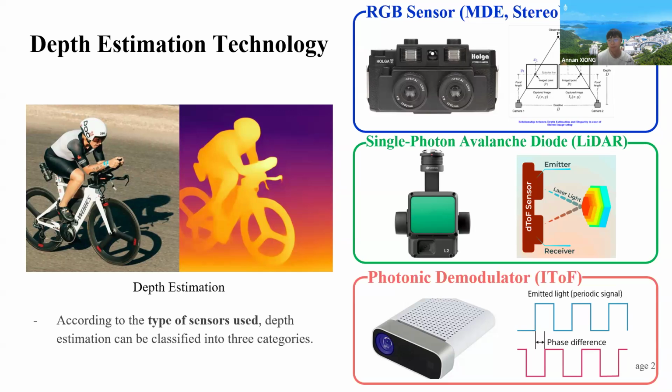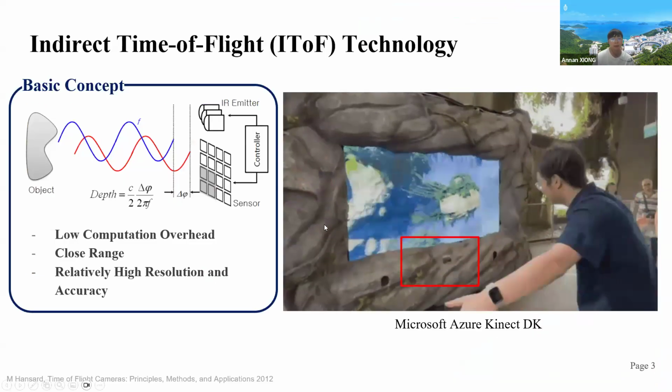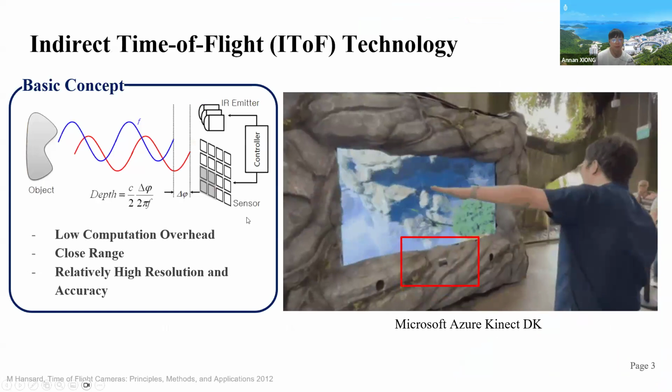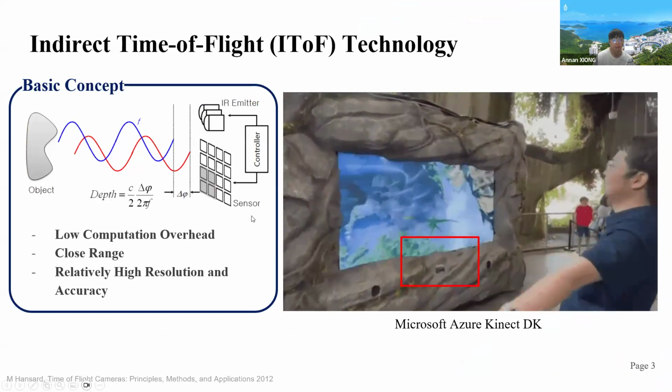The third is the topic of our talk today, indirect time-of-flight. We emit a light and then receive the light. We calculate the phase difference and then recover the distance. Let's look at the technology in a detailed way.